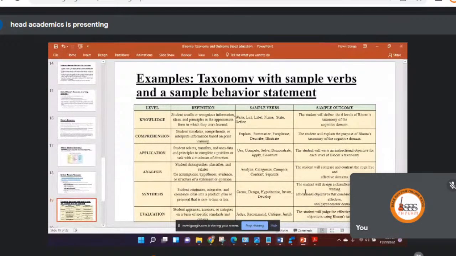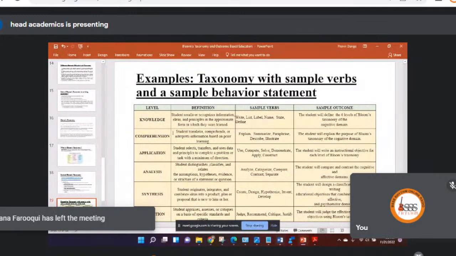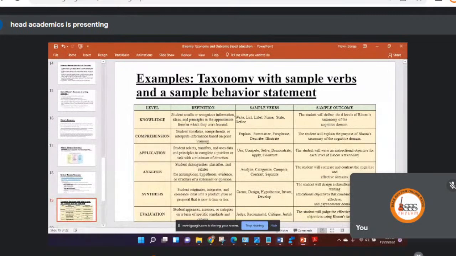So this is a sample behavioral statement that I picked up from the net. The first level, knowledge, this is the remembering level. The student recalls and recognizes information, ideas, and principles in the approximate form in which they learned. The sample verbs are write, list, label, name, state, define. And a sample outcome could be: the student will define the 6 levels of Bloom's taxonomy of the cognitive domain.